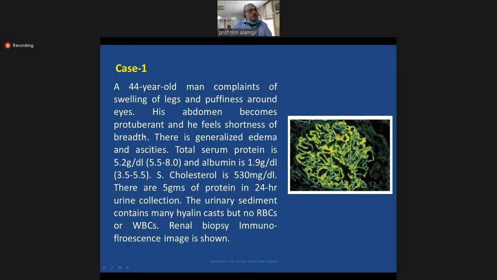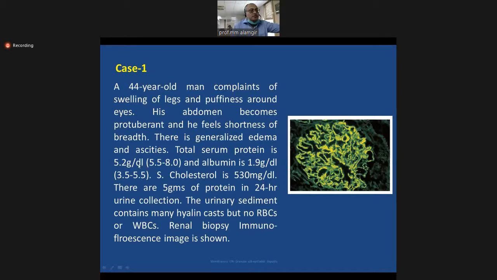Now his abdomen becomes protuberant and he feels shortness of breath. That could be because of ascites, number one, protuberance of abdomen, and secondly, the shortness of breath would be because of pulmonary edema. They have written in the scenario that there is generalized edema and ascites.